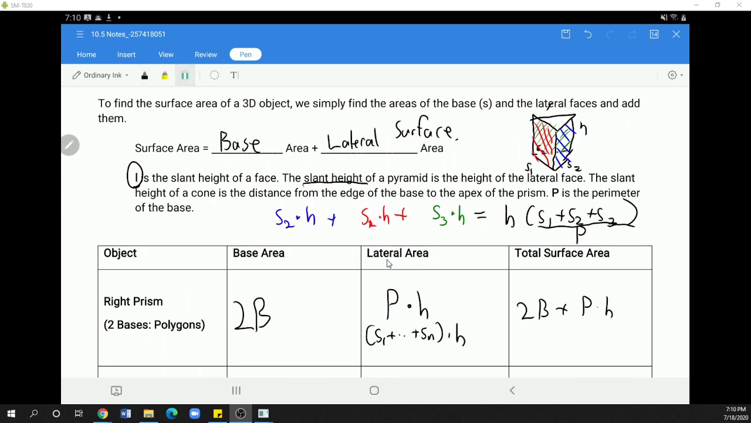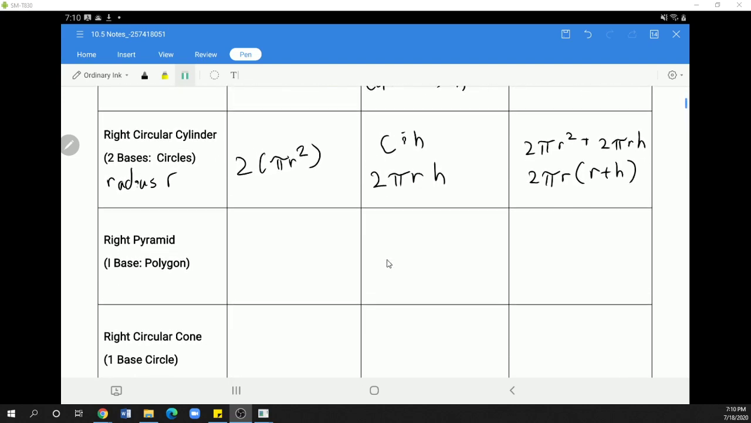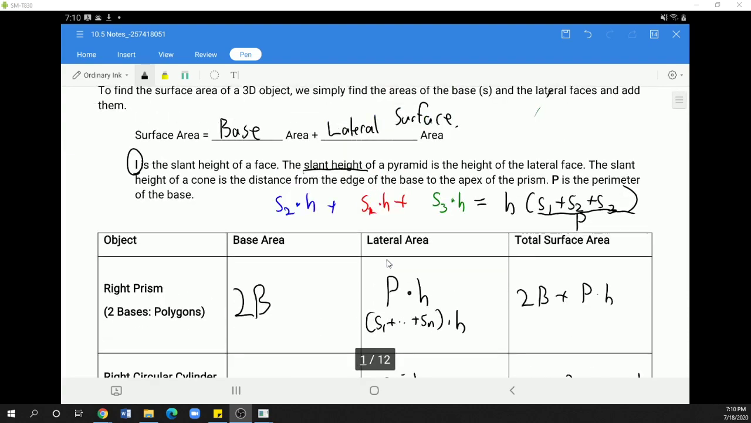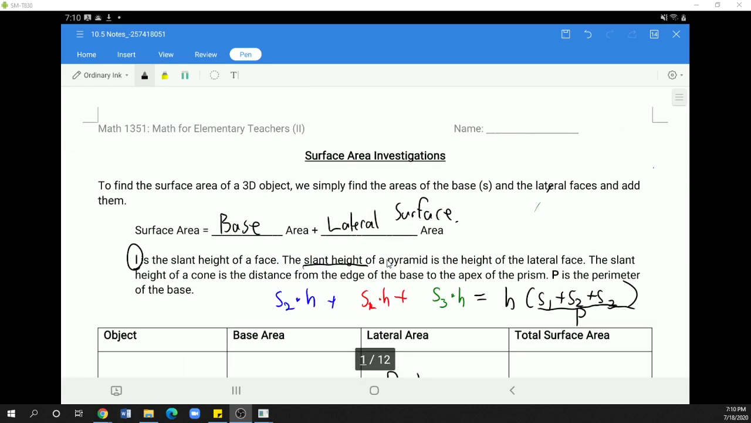Pyramids are similar, but there are two important things to keep in mind. One, they only have one base, so just B, not 2B. Hamlet would be very interested in this lecture, I think. So now let's draw our triangular pyramid, say. Like that.